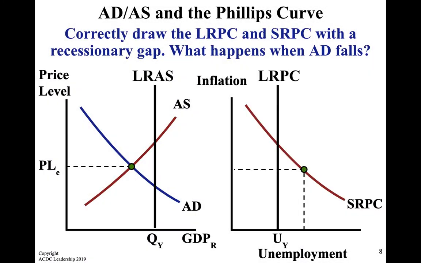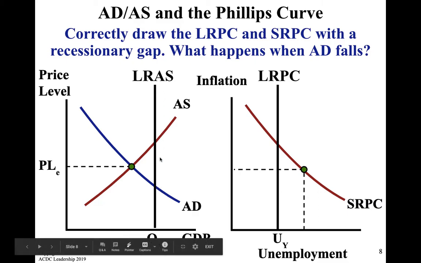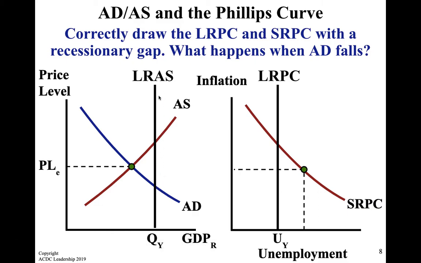All right, so now we have: correctly draw an LRPC and SRPC with a recessionary gap. What happens when aggregate demand falls? Here we have an economy in a recession, and y'all need to mind this. A lot of people missed this part right here on that last test.